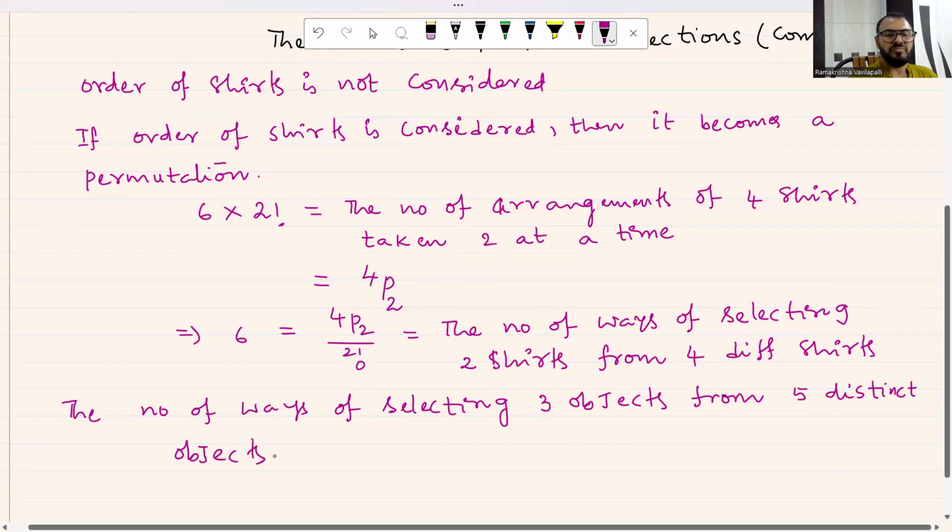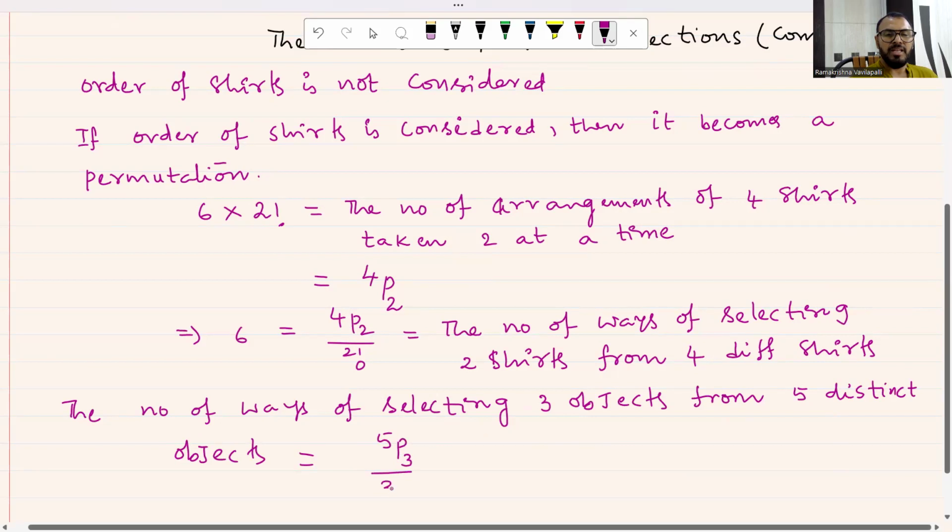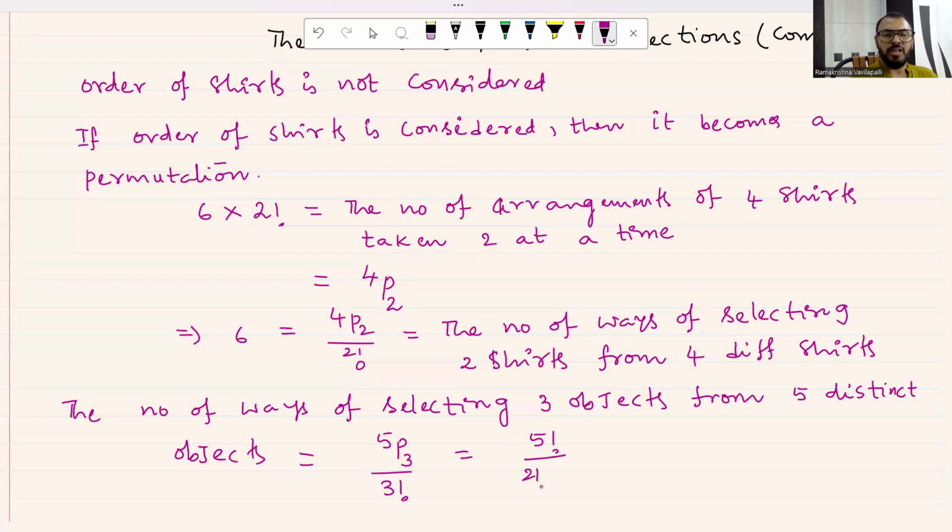This is equal to, according to the above representation, here 4P2. Here we are selecting 3 out of 5. So you write 5P3 by 3 factorial. It becomes 5 factorial by 2 factorial into 3 factorial. We represent this notation by 5C3. We are selecting 3 objects. 5C3. Here C stands for combination.